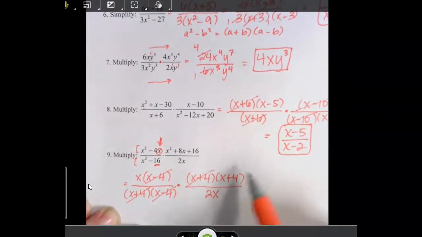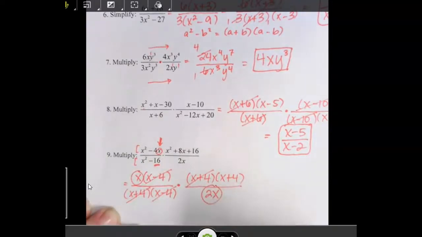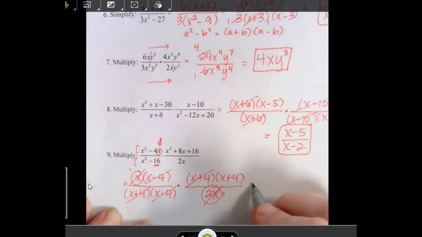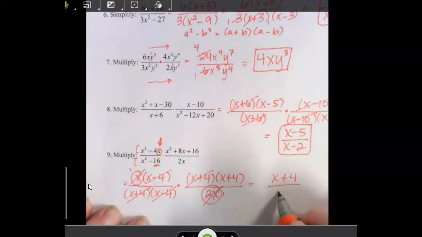Okay, so notice what we have left. We have a 1x here and a 2x there, and I could reduce those x's. X over x reduces to 1 over 1. So this is just 2 times 1. So in my numerator, I have x plus 4. And in my denominator, the only thing left is 2 times 1, which is 2.